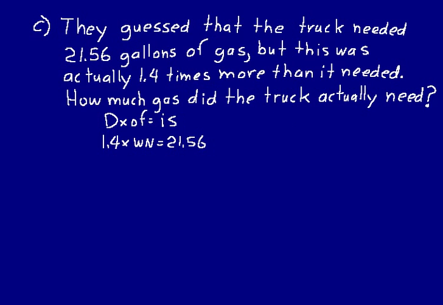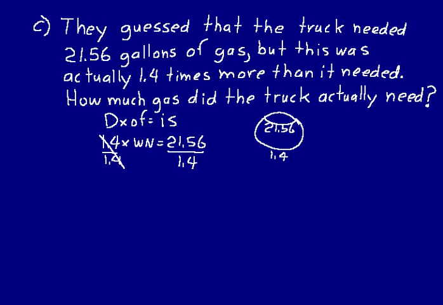Let's just think about this in a diagram. Here's the guess, 21.56. That's actually 1.4. So an amount that would equal just one whole, or 1, that would be part of that. So it'll be less than 21.56. So we need to divide both sides by 1.4. And that cancels on the left, and we can just use our calculator.